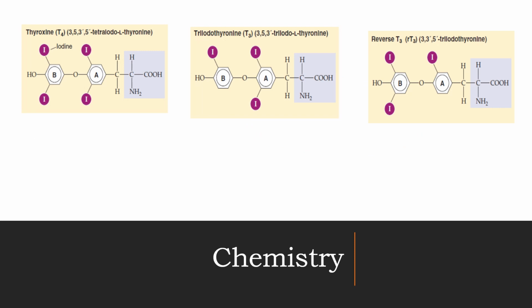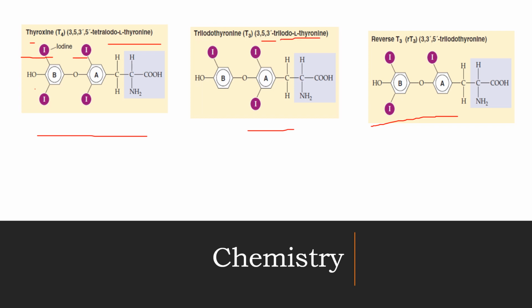First come to the chemistry. The primary hormone secreted by the thyroid is thyroxine. This is T4. And along with it, there will be secretion of a smaller amount of T3 and reverse T3. All of them are iodinated amino acids. In case of thyroxine or T4, the iodine is located at positions 3, 5, 3 prime and 5 prime, and that's why it is tetraiodo L-thyronine. In case of T3, the position of iodine is 3, 5, 3 prime, so it is triiodo L-thyronine.